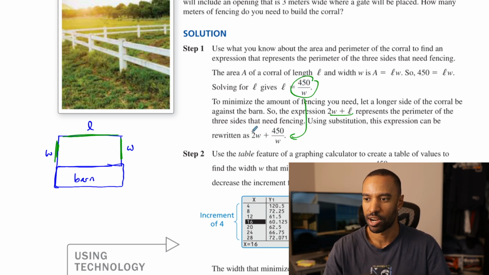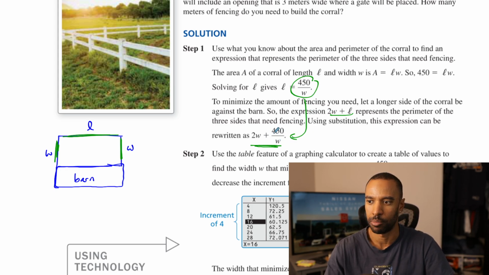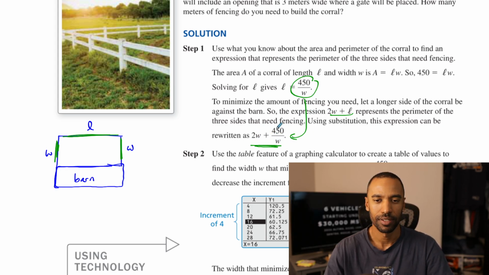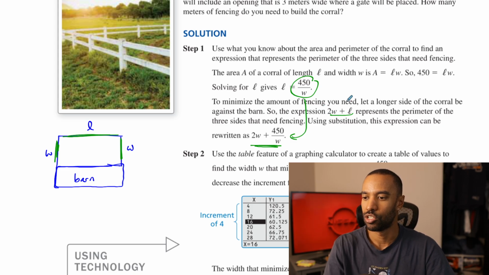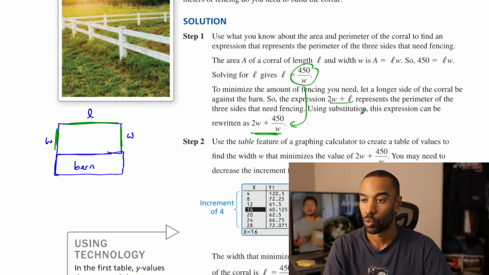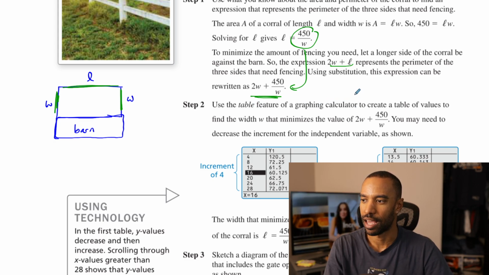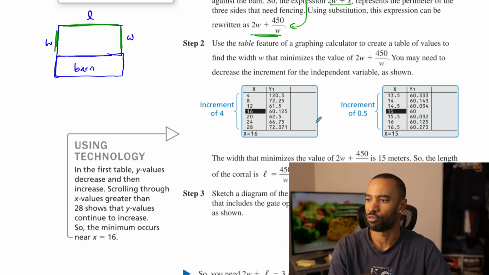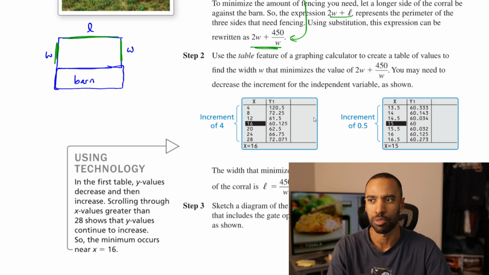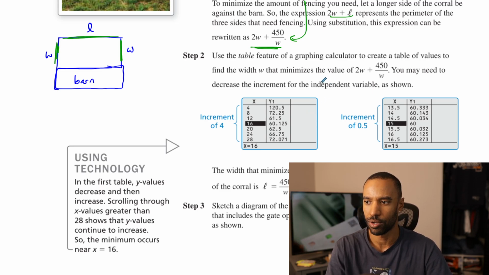So you can re-express perimeter in terms of just W by substituting 450 over W for L. So now we have an expression for the perimeter using only width, one variable, which is nice to have. And in doing so, we're going to do some tests. They say use the table feature of a graphing calculator to create a table of values to find the width. And I do have a graphing calculator here. I don't know if you do as well.